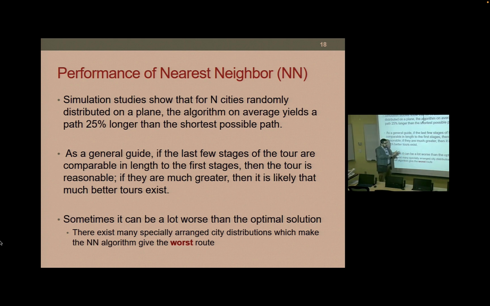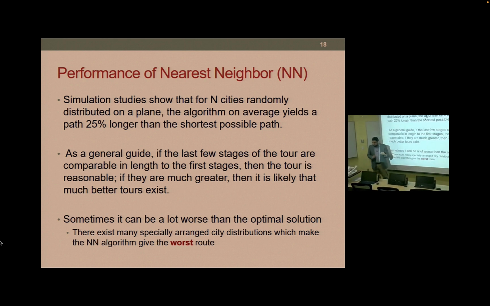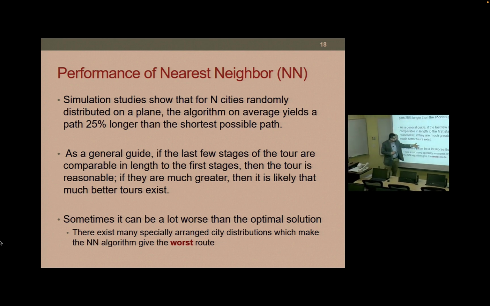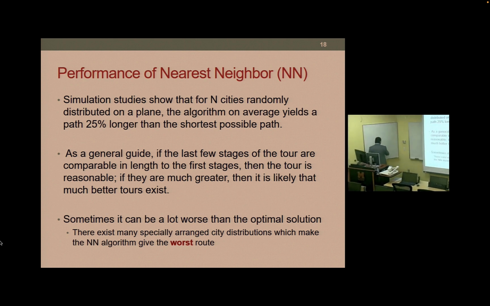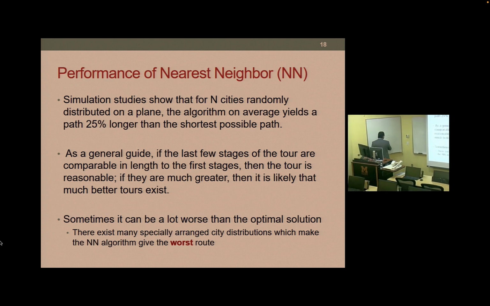You can make a configuration of points where nearest neighbor will do really badly. Maybe I can show you what one of them might look like. Sometimes you have points like this, and the shortest route might be to go like this. But nearest neighbor will zigzag all over the place and then come back.